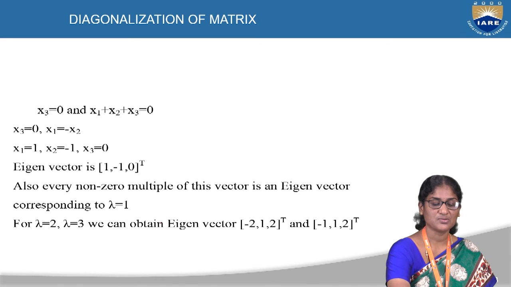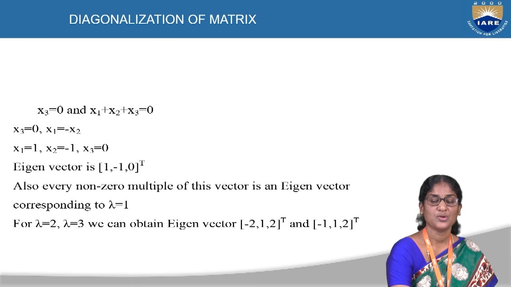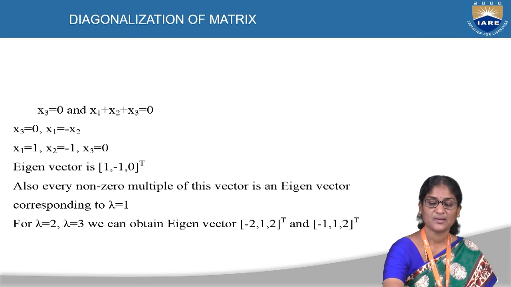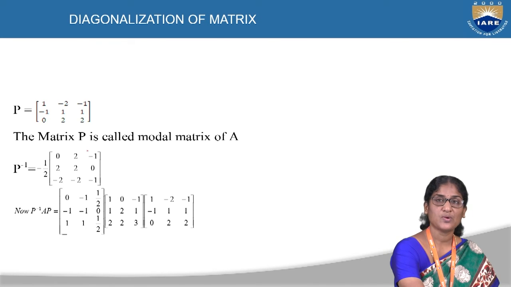So for lambda equal to 2, we have (-2, 1, 2) whole transpose, and for lambda 3 we will get it as (-1, 1, 2) whole transpose. Now I have the required eigenvectors to frame the modal matrix, which helps to diagonalize the given matrix. So the P matrix is nothing but the set of 3 eigenvectors, which is 1, -1, 0, -2, 1, 2, -1, 1, 2.